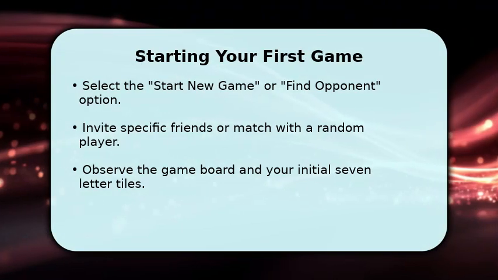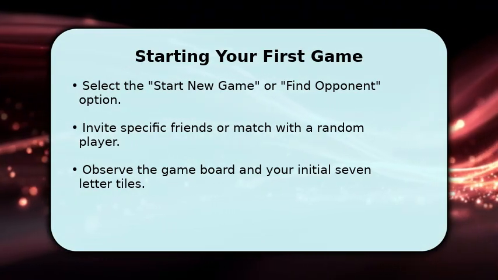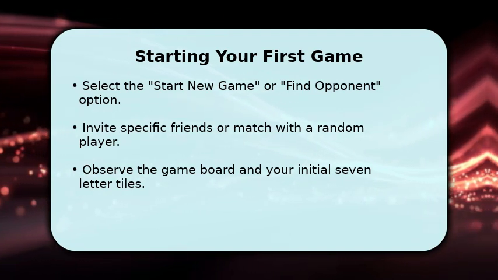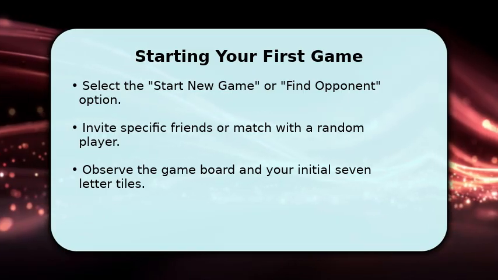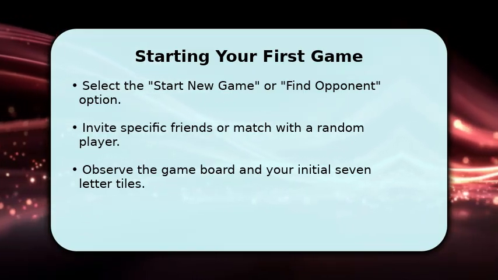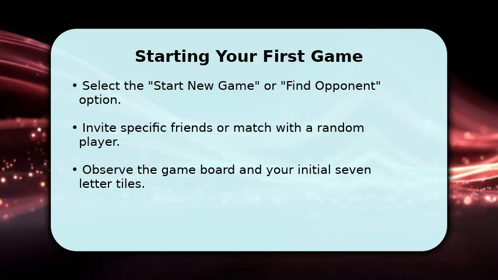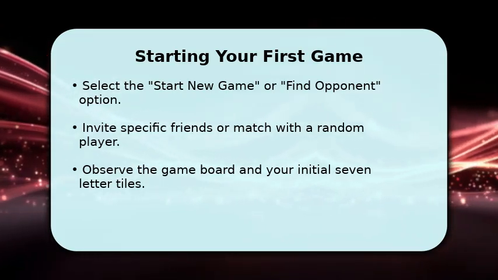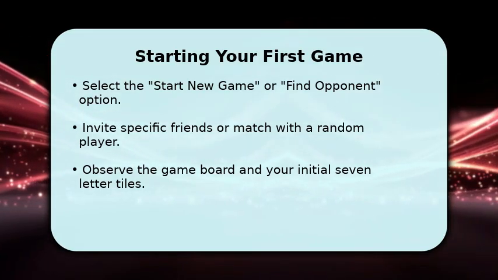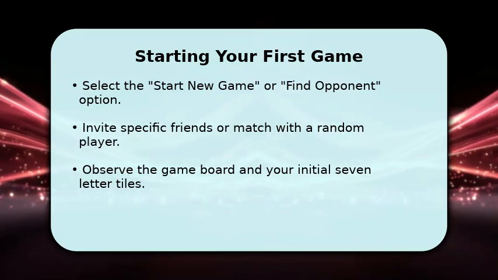To begin, tap on the Start New Game button or look for an option like Find Opponent. You can choose to invite a friend directly using their username, or let the system pair you with a random player from anywhere in the world. Once the game loads, you will see the empty board and your first 7 letter tiles at the bottom of your screen, ready for your opening move.